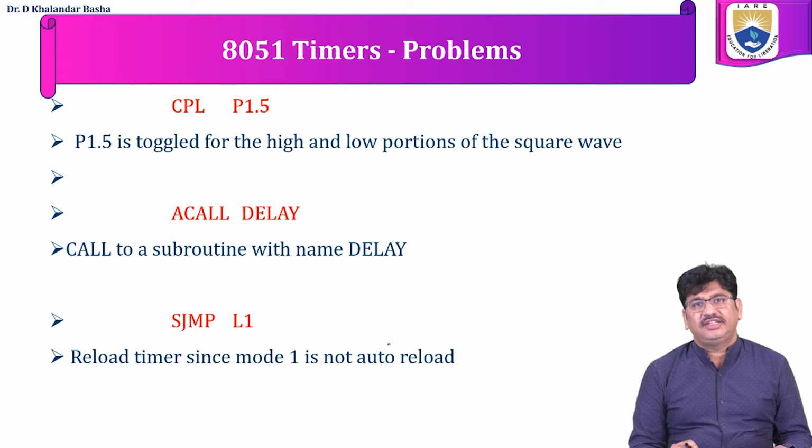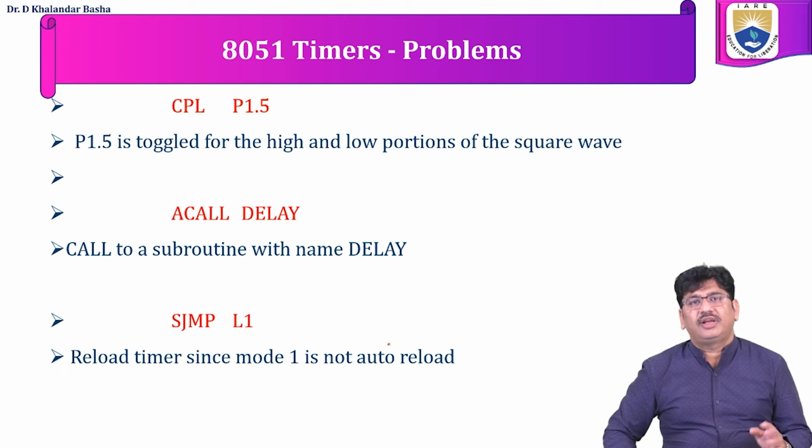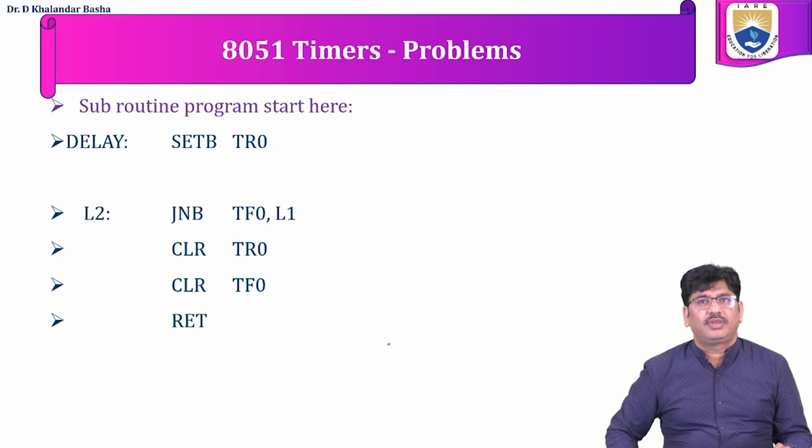ACALL delay, this is for a call to a subroutine. SJMP L1, after the square wave is generated for logic 1, go for iterating by loading the count and clearing the overflow iteratively, for as many clock pulses as we require.